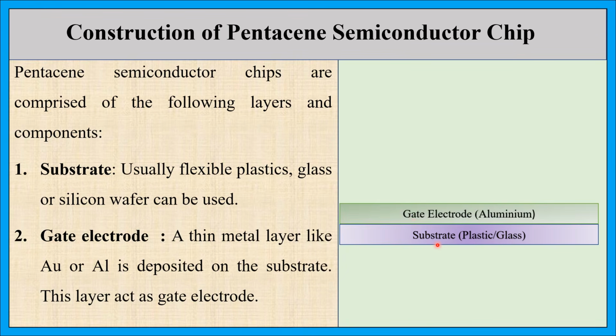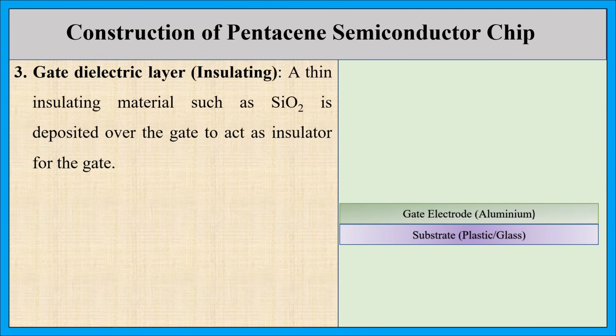The second layer is the gate electrode. Here, a thin metal layer like gold or aluminium is deposited on the top of the substrate. The next layer is the gate dielectric layer, or we can also call it the insulating layer. Here, a thin insulating material such as silicon dioxide is placed above the gate electrode to act as the insulator for the gate. This layer prevents the direct contact between the gate electrode and the pentacene layer.